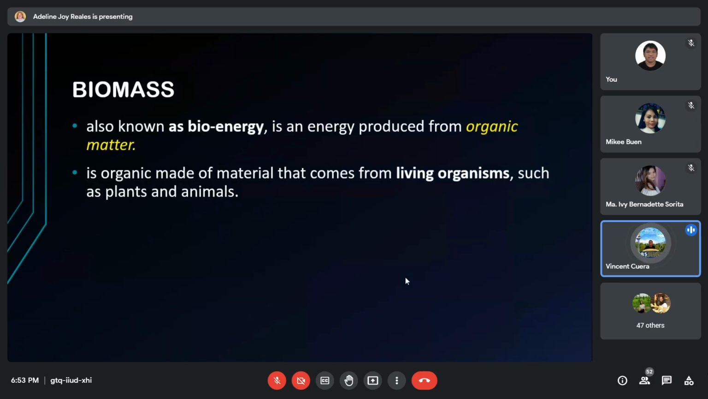So, biomass is also known as bioenergy. It is energy produced from organic matter. It is also an organic material that comes from living organisms such as plants and animals.